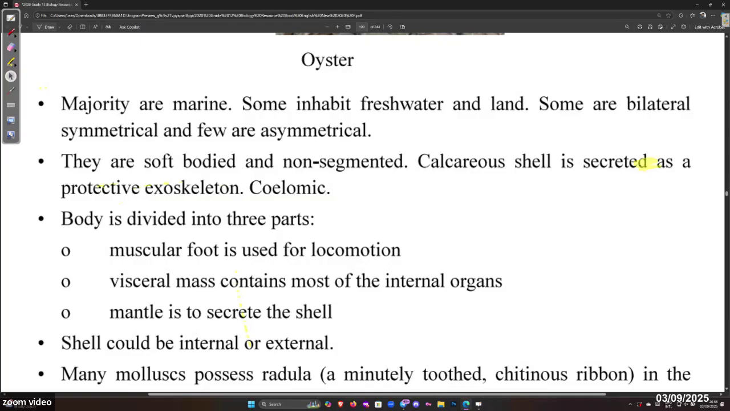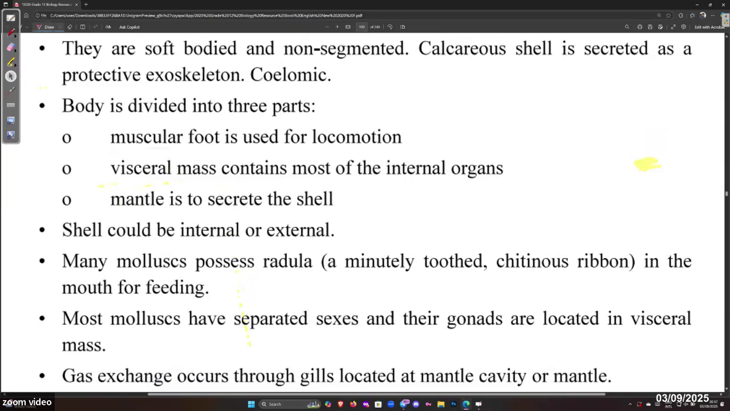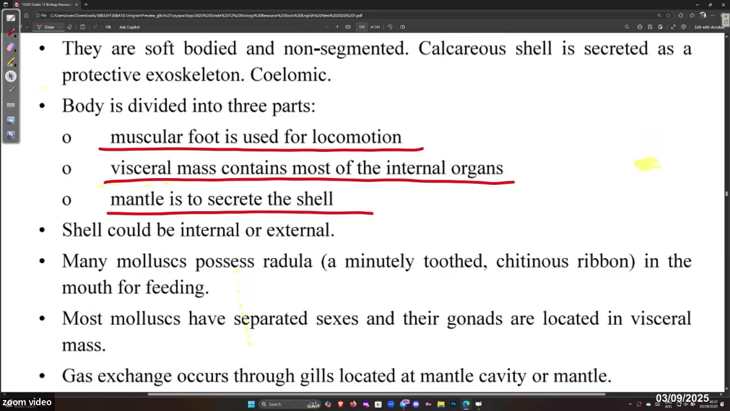They are soft-bodied and non-segmented. Calcareous shell present. Body divided into three parts. That's important. Muscular foot, visceral mass, and mantle. Right, mantle. Mantle is the pallium. Pallium or the mantle. I think they have mentioned mantle to secrete the shell. Shell could be internal or external. Some members have an external shell, for example, garden snail. Some have an internal shell, squid. Right? Some don't have a shell.